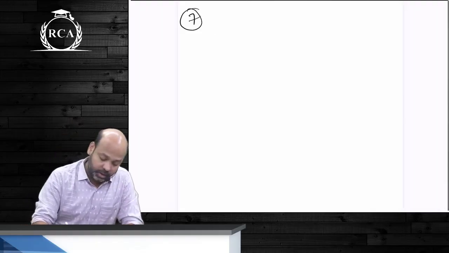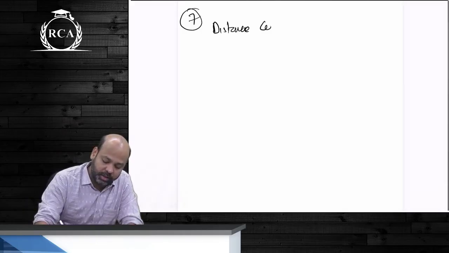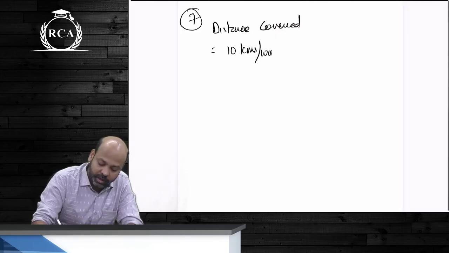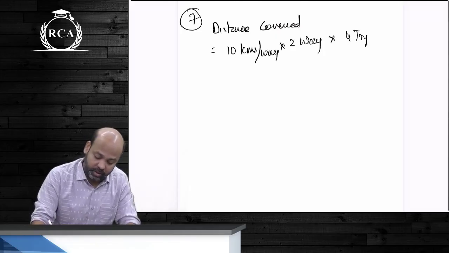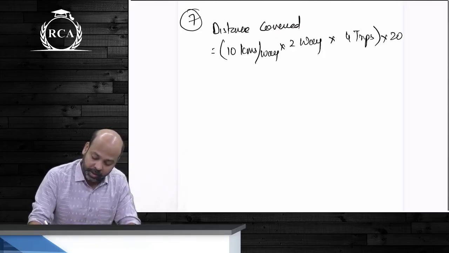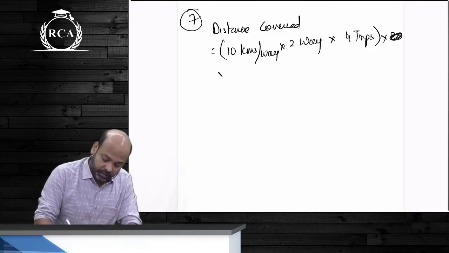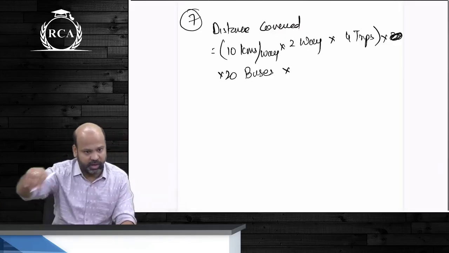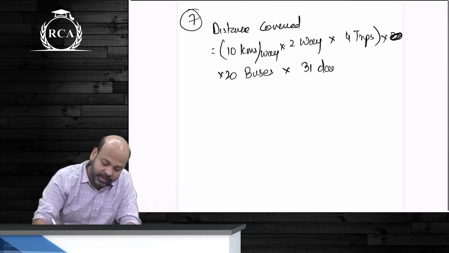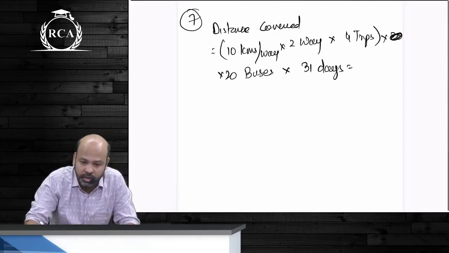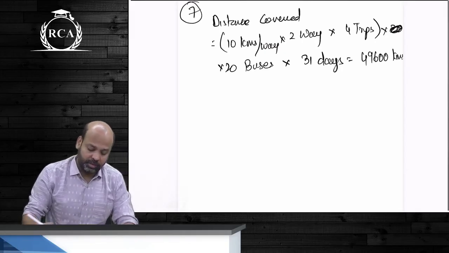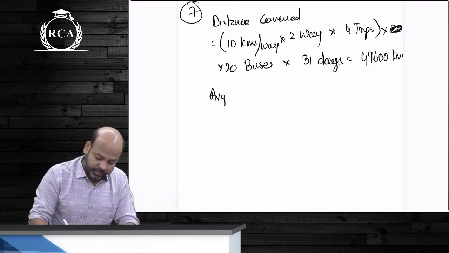Pay attention, guys. The total amount of distance covered in a month will be equal to, you know that each bus is covering a distance of 10 kilometers one way. They will have to travel 2 ways, and how many trips in a day, beta? 4 trips in a day multiplied by 20 buses. Why 20 buses? 5 buses will be kept away from roads. When they are kept away from roads, they're sitting idle, they will not be traveling. So that multiplied by how many days, beta? 31 days. What is the total distance covered? 49,000. This will be the total amount of distance covered in a month. Yes or no, guys? Average number of passengers in a bus, guys.